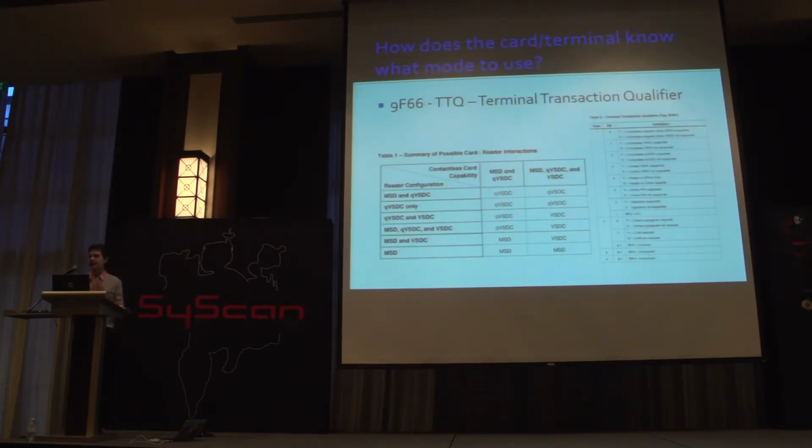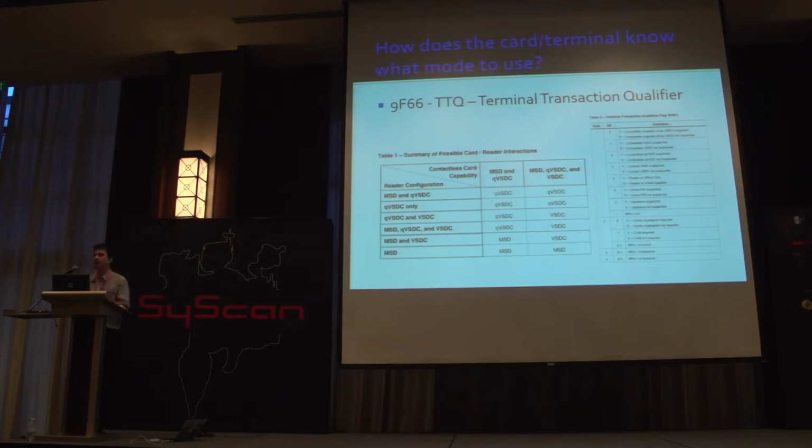So secondly, how does a card and the terminal actually know what kind of mode to use? In the PDOL list, we have what's called the TTQ, which is a terminal transaction qualifier. This is how the terminal says this is what transaction we want to perform. Here I've ripped these out of the Visa docs, the bit mapping of the TTQ.